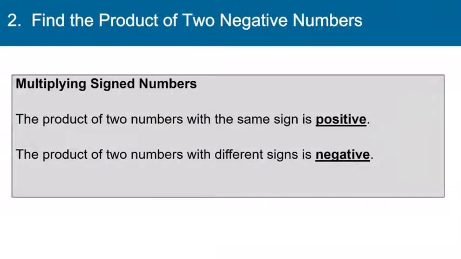So now let's summarize our rules for multiplying signed numbers together. The product of two numbers with the same sign is positive. You already knew when we started that positive times positive was positive, and now you know that negative times negative is also positive. So if the two numbers have the same sign, the result will be positive. The product of two numbers with different signs is negative.